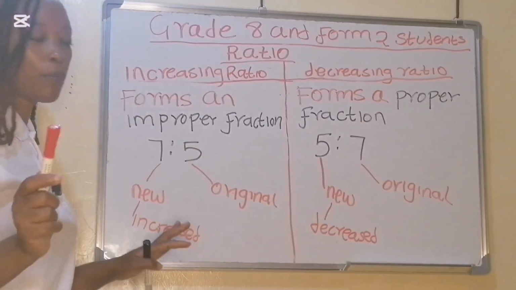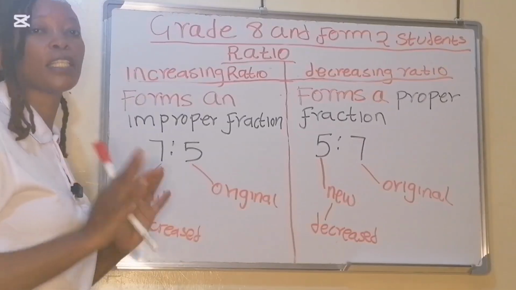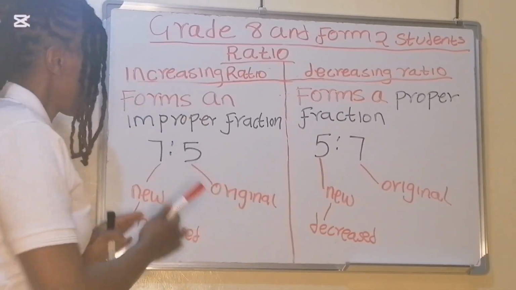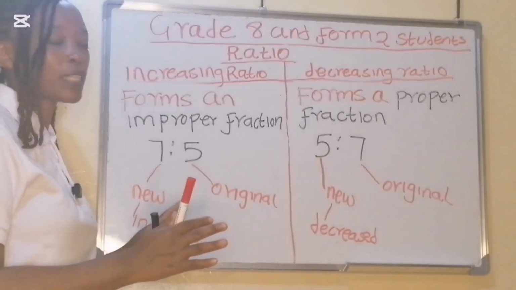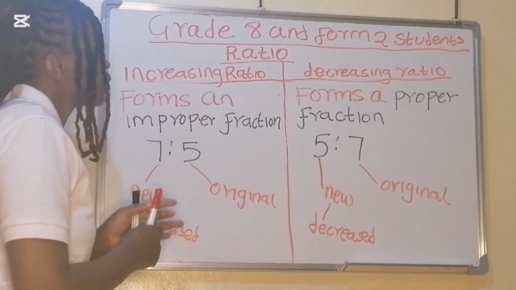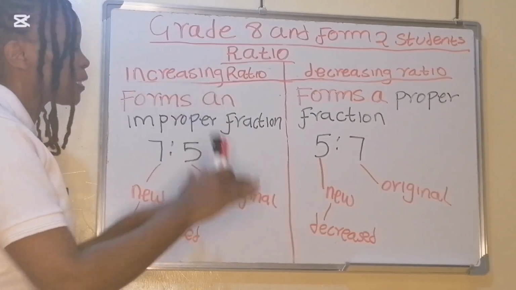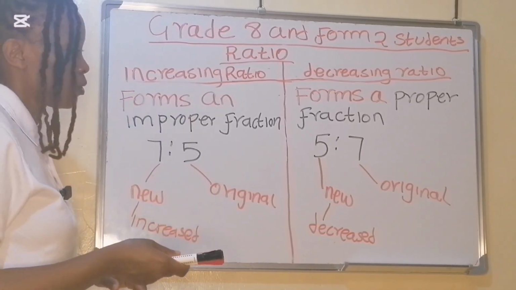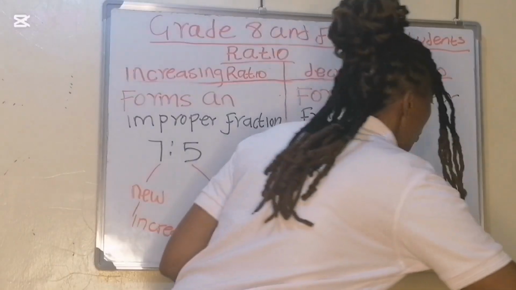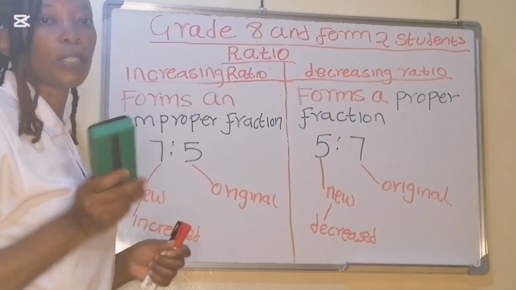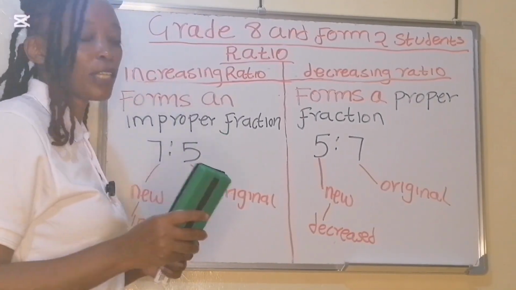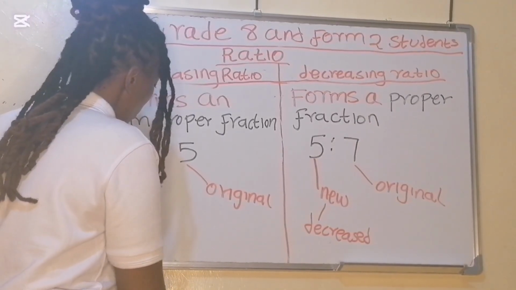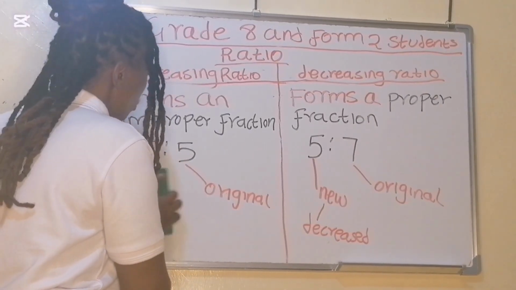Just note somewhere that the first part is always new. New is to original. New is to original. It doesn't matter whether it's an increasing ratio or a decreasing ratio. The first part is new, then the second part is original. So I will do a question so that you can understand what I am saying. Maybe you have not understood, but you are going to understand. Listen to the video from the beginning.